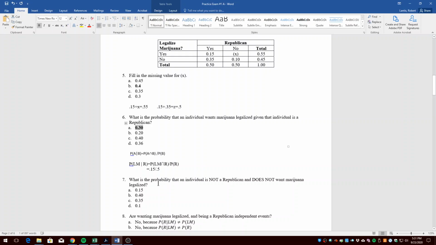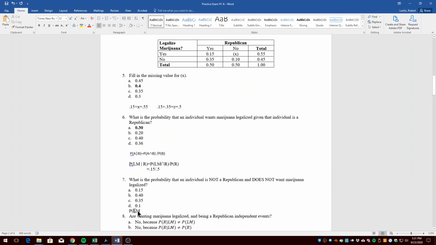The next one we have is, what is the probability that an individual is not a Republican and does not want marijuana legalized? Well, here, this is an intersection. This "and" represents an intersection. So if we wrote this out, what we're really saying is we want the probability that someone is not Republican.